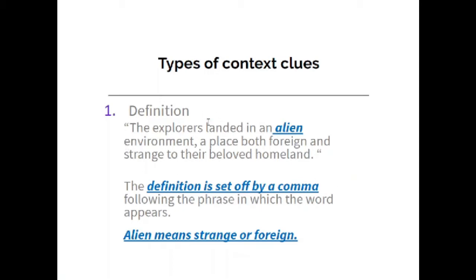Okay, number one, definition. Have a look at the example here. The explorers landed in an alien environment, a place both foreign and strange to their beloved homeland. So the definition is set off by a comma, following the phrase in which the word appears. Here, alien environment, and then you can see the comma here. So alien here means strange or foreign. So it's not the alien that you can watch in a Star Wars movie. This is alien, which means something different, something strange or foreign.